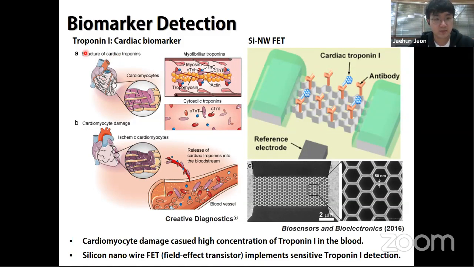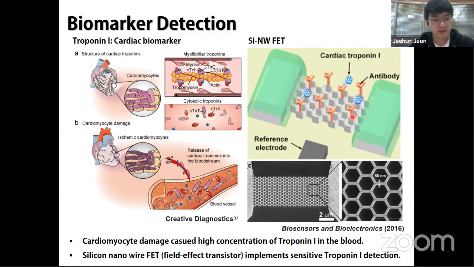For example, troponin I is a cardiac and skeletal muscle protein family, and its concentration in the blood is increased when the cardiocytes are damaged. So it can work as a biomarker for cardiac damage. The right figure shows one of the biosensors, the BioF18, with the silicon nanowire substrate. The antibodies on the substrate bind the troponin I specifically.